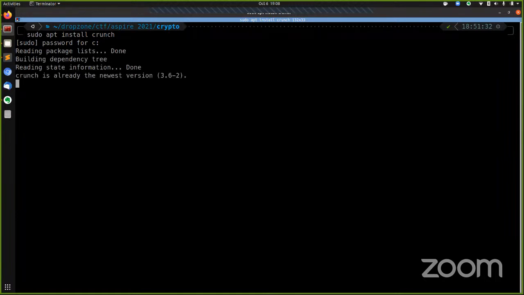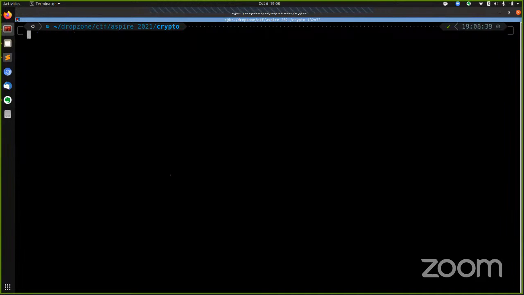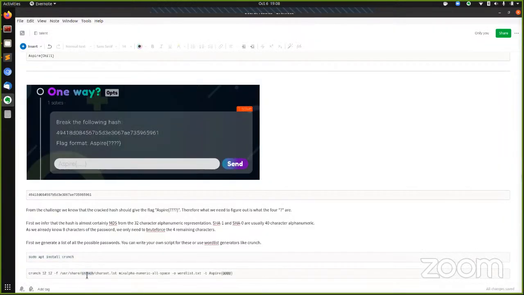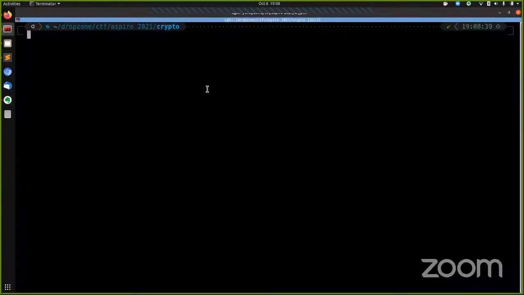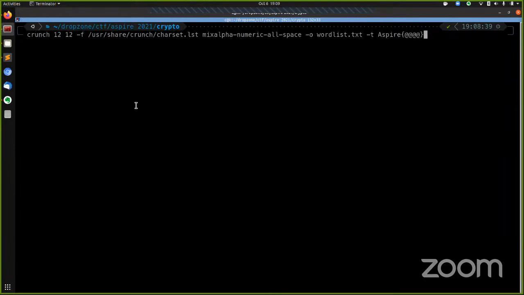I already have it installed, so it should be pretty quick. Then the next thing is, we will generate a word list based on what our expected flag is. Let me explain what the flags mean. This 12 and 12 mean the minimum and maximum length of the password. So in this case, it's 12.